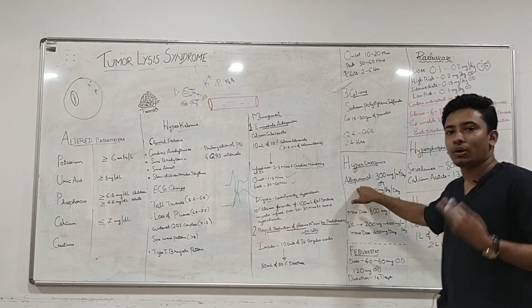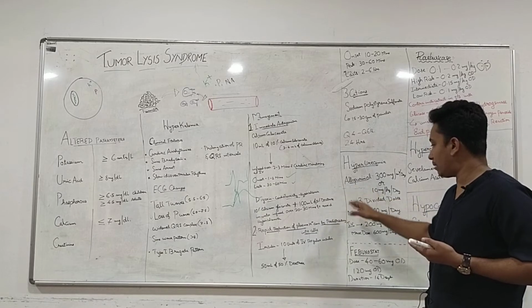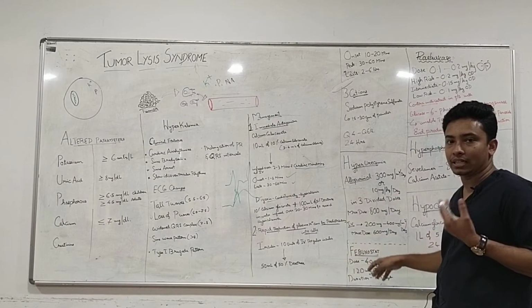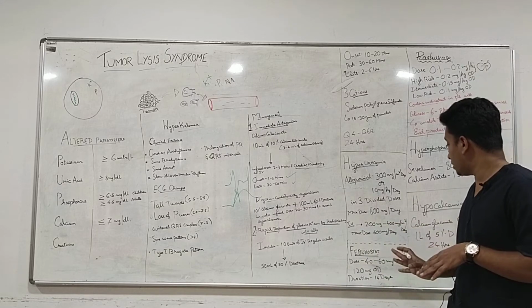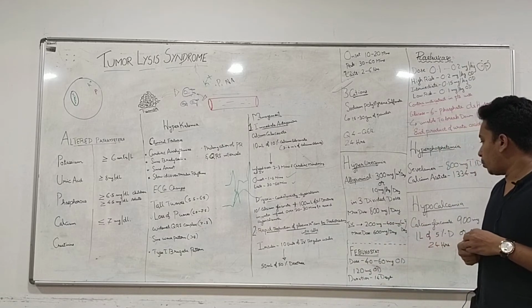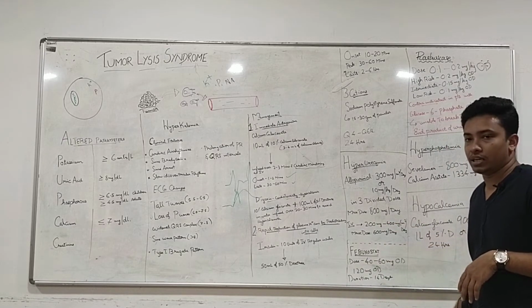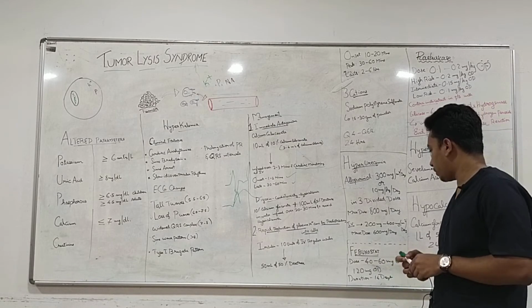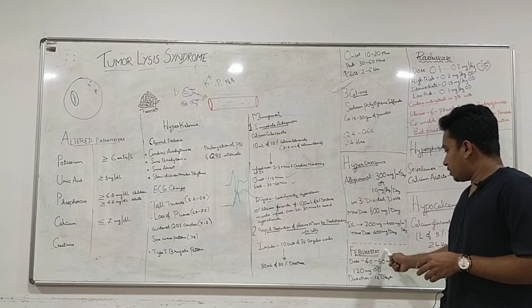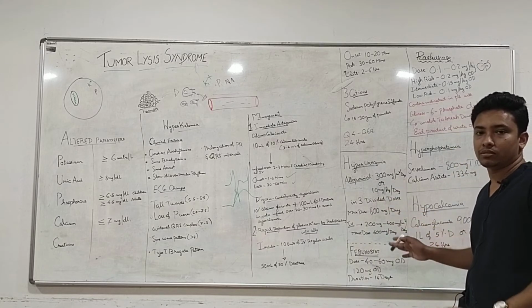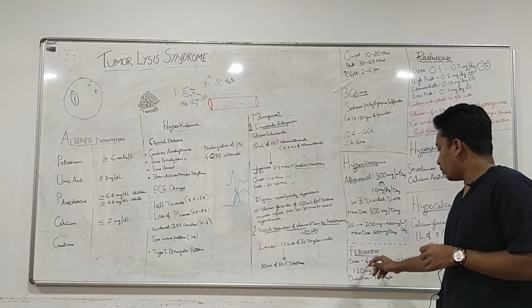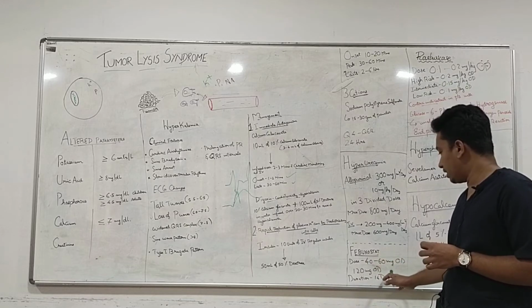Now some people can't tolerate oral, or if they see any reactions, so at that time they'll give IV. Then they'll be giving 200 mg to 400 mg per meter square. The max dose you can go is about 600 mg per day. Now febuxostat doses, these all are xanthine oxidase inhibitors basically. So 40 to 60 mg OD they'll be giving.